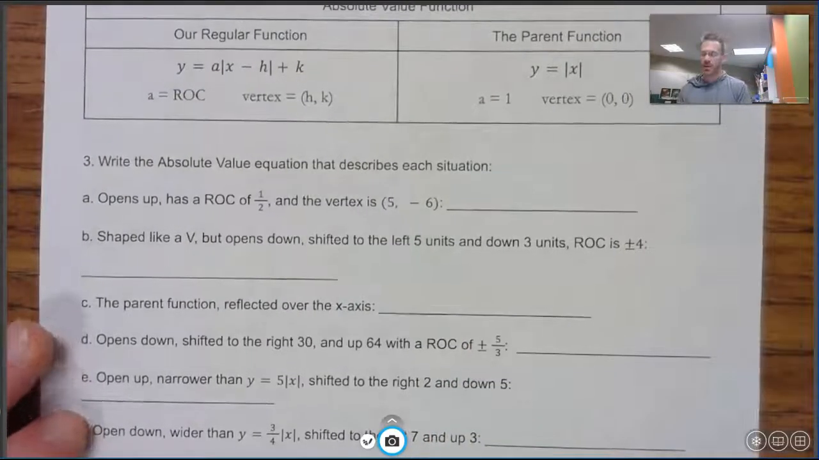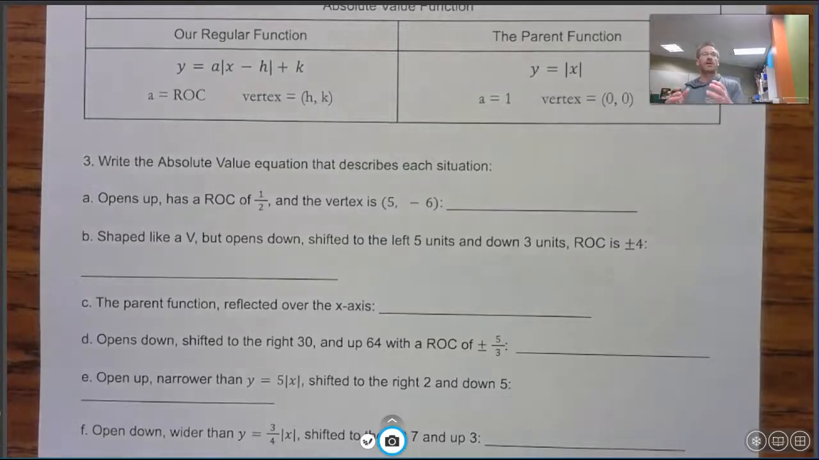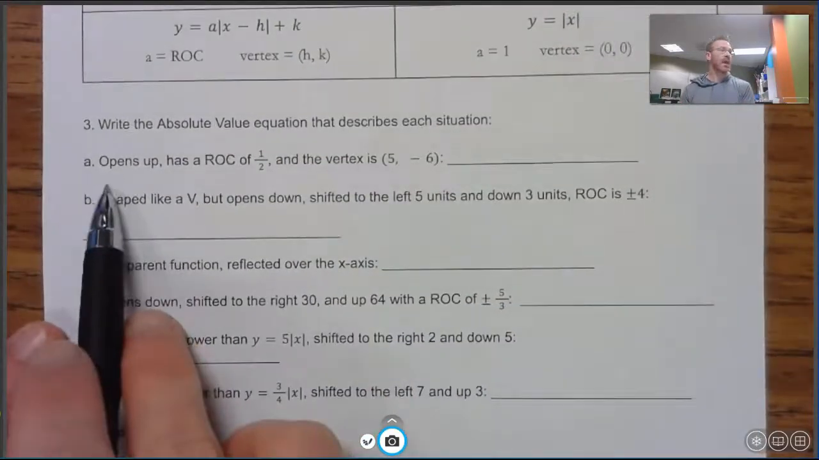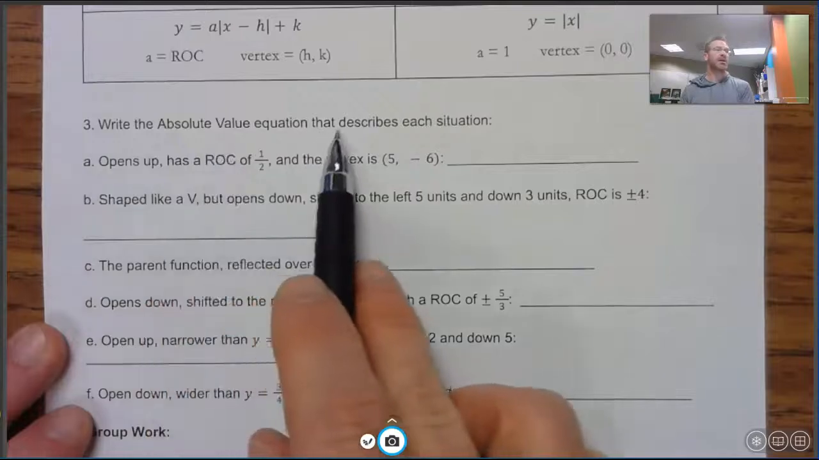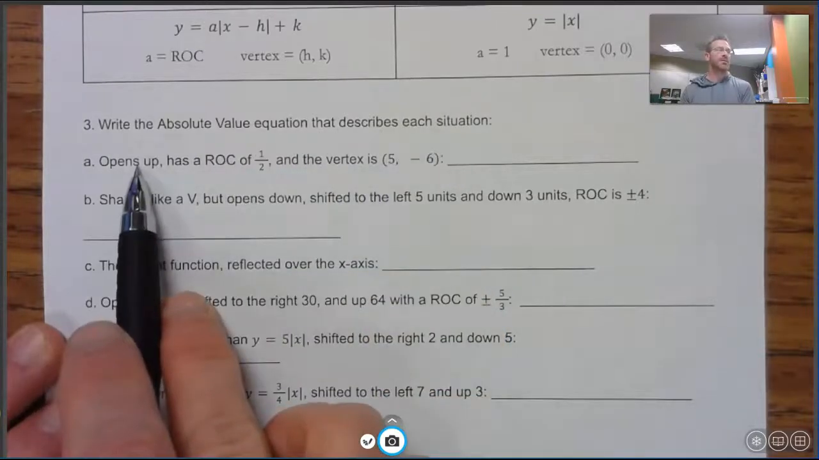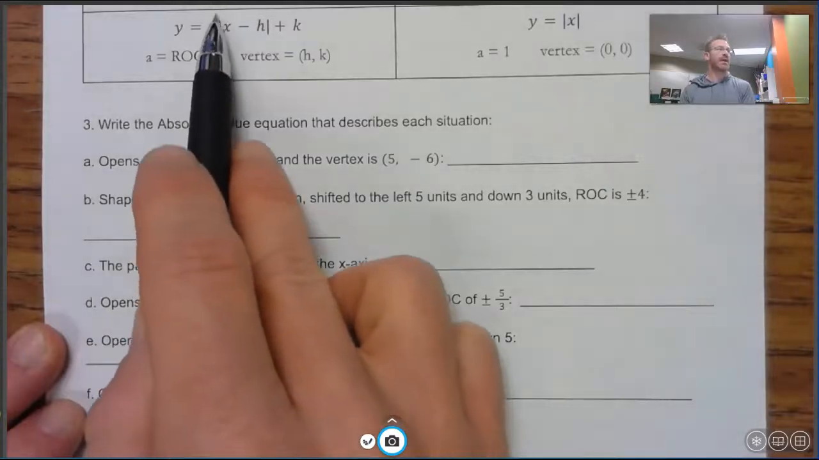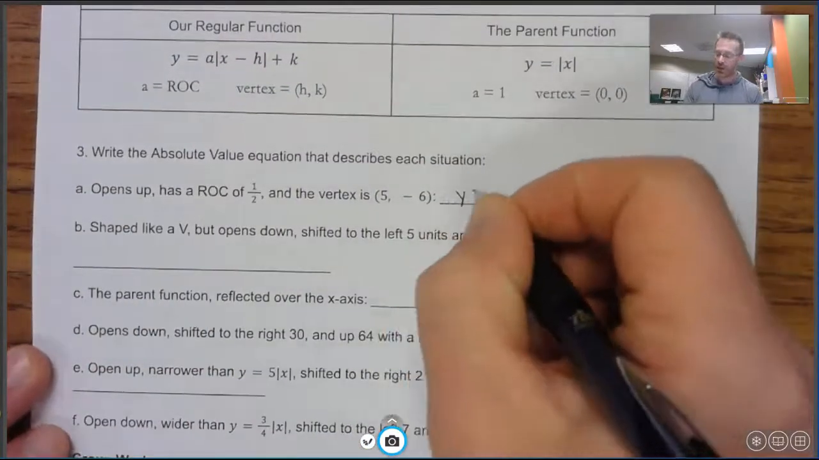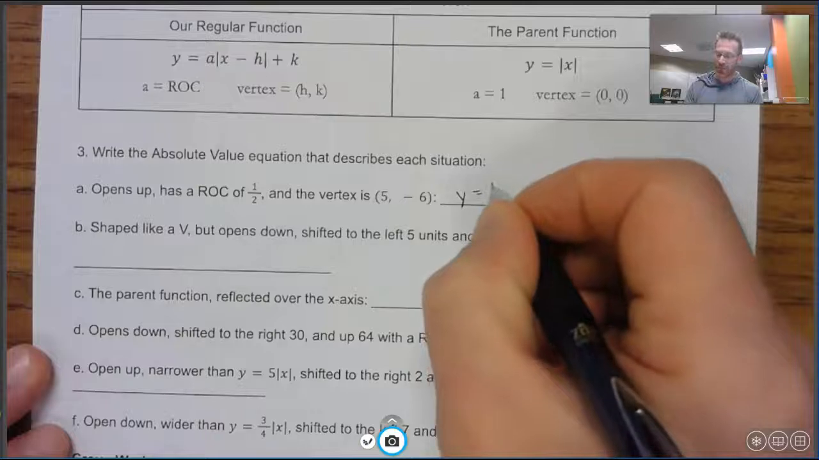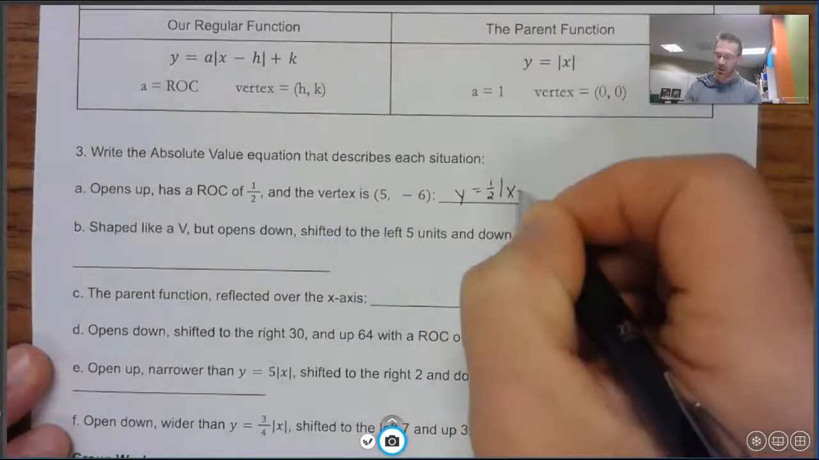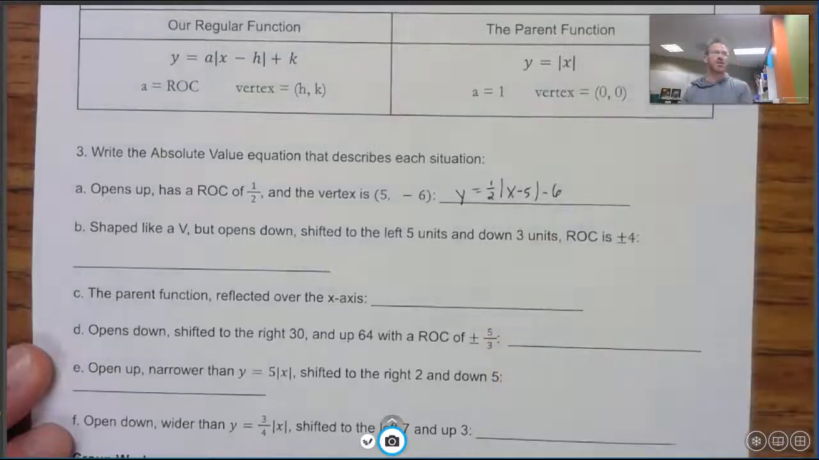Now what we're going to do is once again work in that various context piece. We're going to see information, and we're going to have to translate that into our equation of this form. So if I look at 3a here, we want to write the absolute value equation that does these things. It opens up, so that means a has to be positive, and has a rate of change of 1/2. So that has to be a positive 1/2, and the vertex is 5, -6. So then that means x minus 5 and then minus 6, just like that.